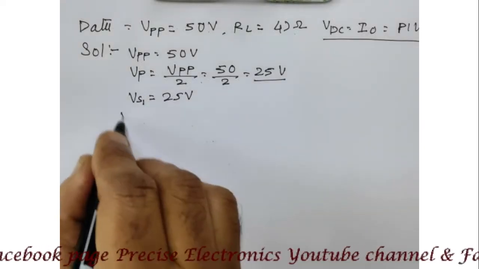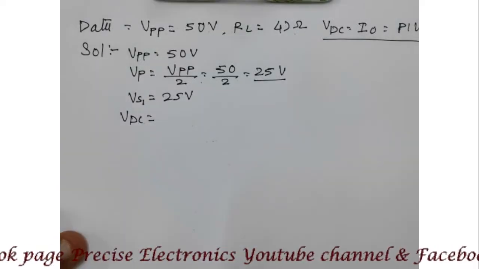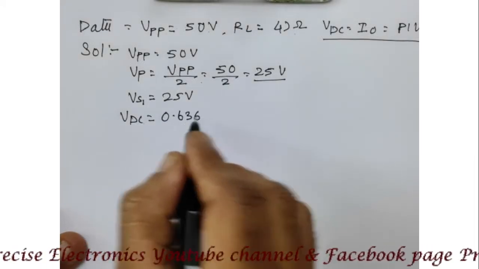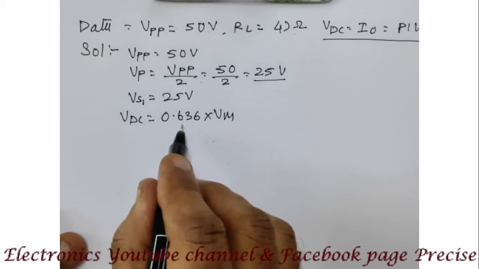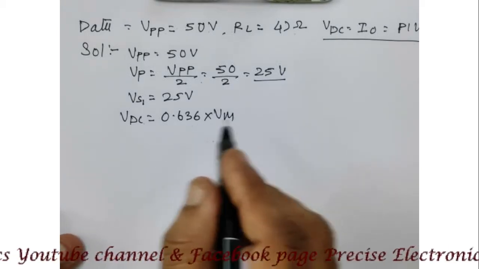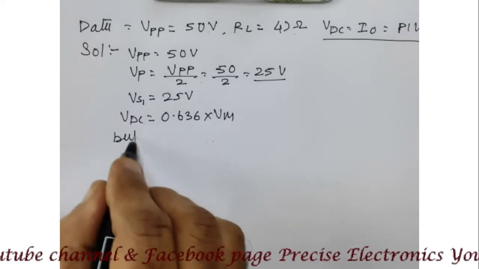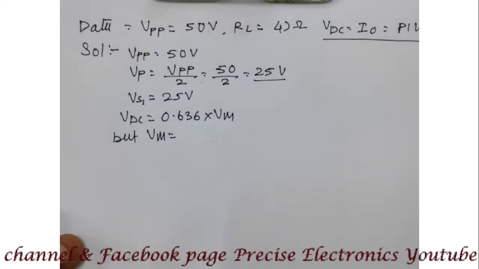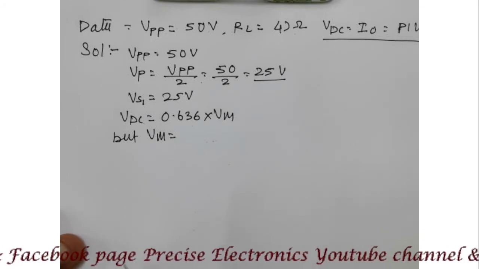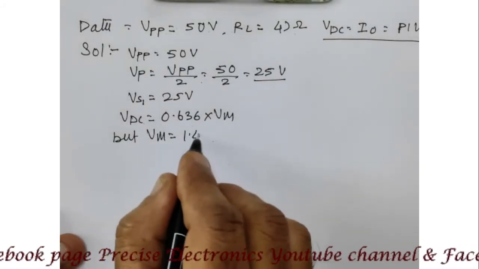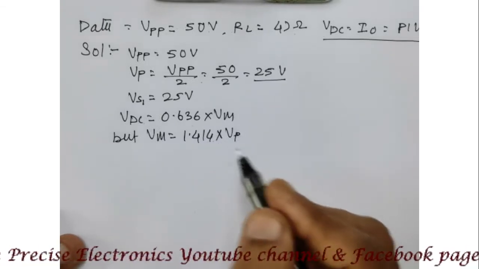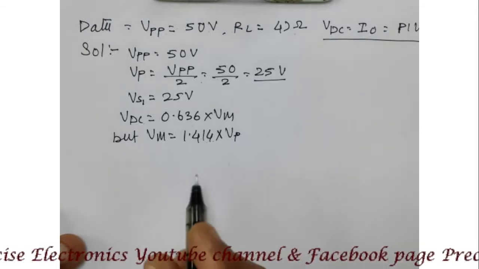We have to find out average voltage. The formula for average voltage, or VDC, is equal to 0.636 into Vm. It is 0.636 because it is a full wave rectifier. But once again, Vm is the maximum secondary potential developed across any half of the secondary of the transformer. So that is given by 1.414 into Vp, or it is Vs1 or Vs2.